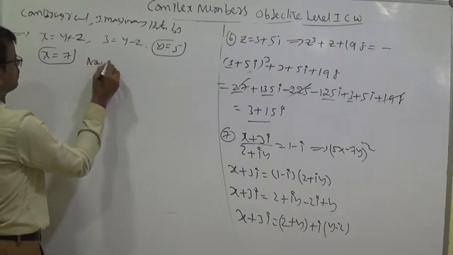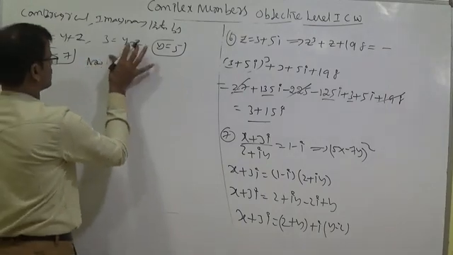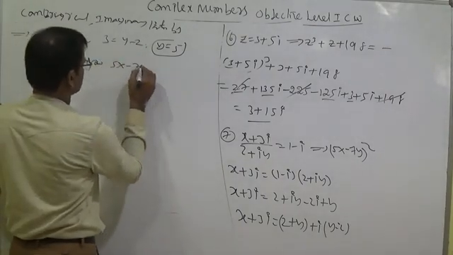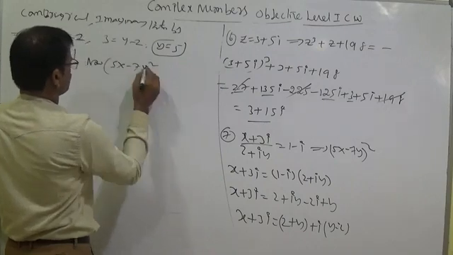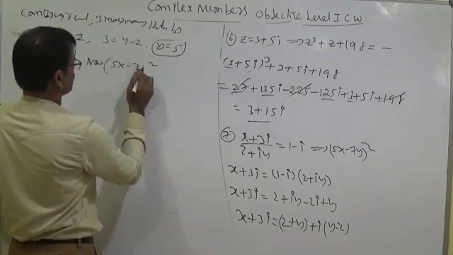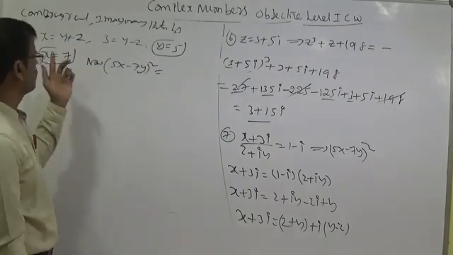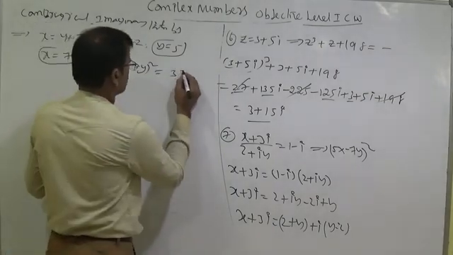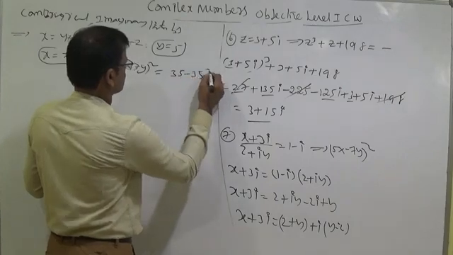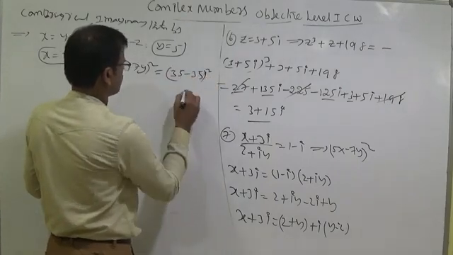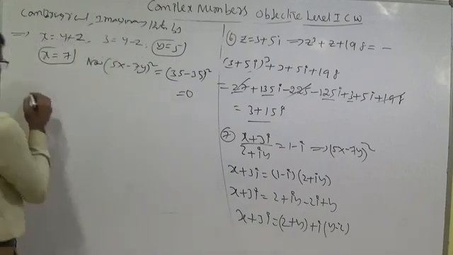Now he is asking (5x minus 7y) whole square. So what is the value of 5x? 5 into 7, 35. 7y, so 7 into 5, 35. 35 minus 35 whole square, the value is 0.